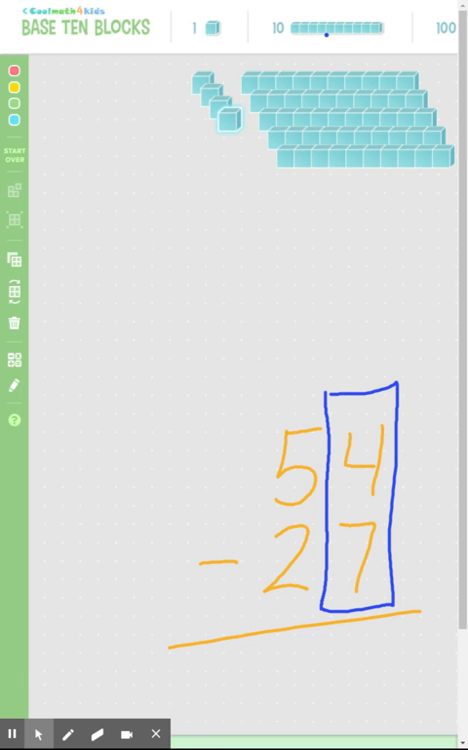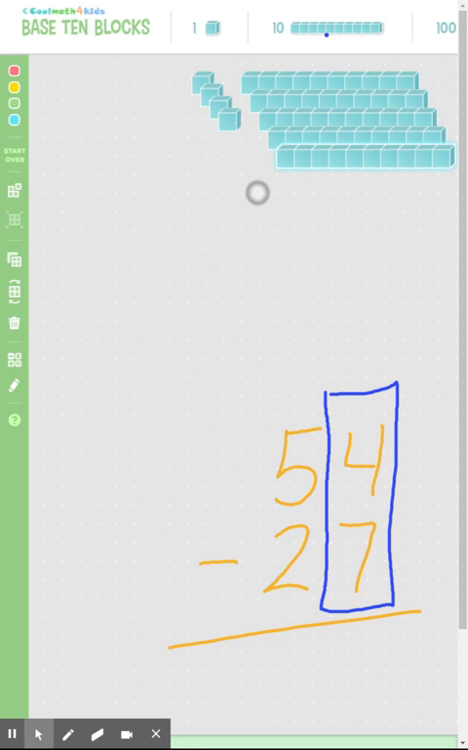Because sometimes I've seen kids, when this doesn't work, they like to just flip it and say, oh, I can't do 4 take away 7, so I'll do 7 take away 4. But that's not what we're thinking about. We're thinking about these 4 blocks of 1, and we can't take away 7 because there's not enough.